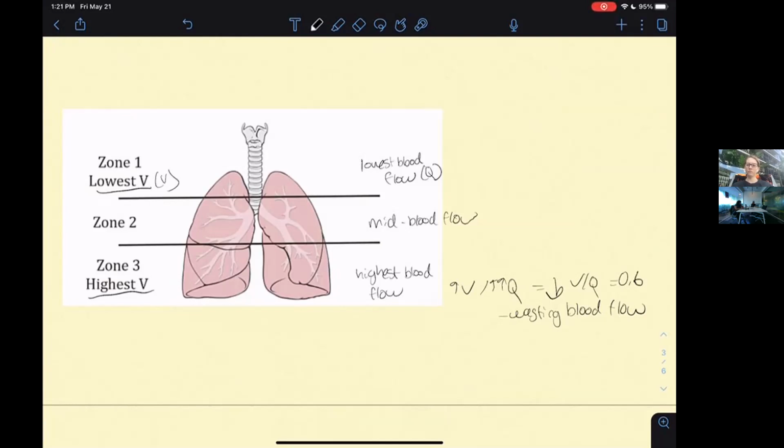And in zone 1, you're actually going to have a high VQ ratio, because even though your ventilation is low, you have very few blood vessels at the top of your lungs. That leads to your highest VQ ratio, which is about 3 in normal adults. So there you have wasted ventilation: a lot of air can come into the top of the lungs, but you don't have enough blood flow, so you can't do gas exchange that well in the top of your lungs.